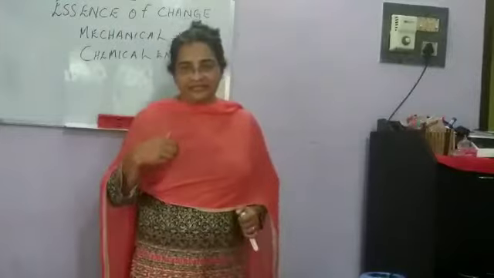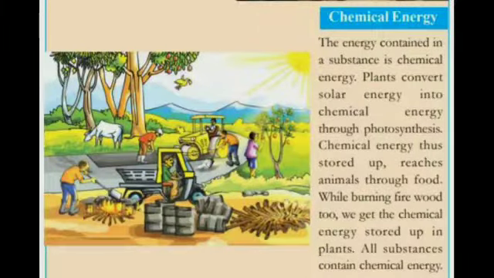So what is chemical energy? The energy contained in a substance is chemical energy. Plants convert solar energy into chemical energy through photosynthesis. Thus it stores this and reaches the animals through the food. Animals means human beings, birds, all the other things, it reaches through food. While burning firewood too, we get chemical energy stored up in the plants. So all substances contain chemical energy.